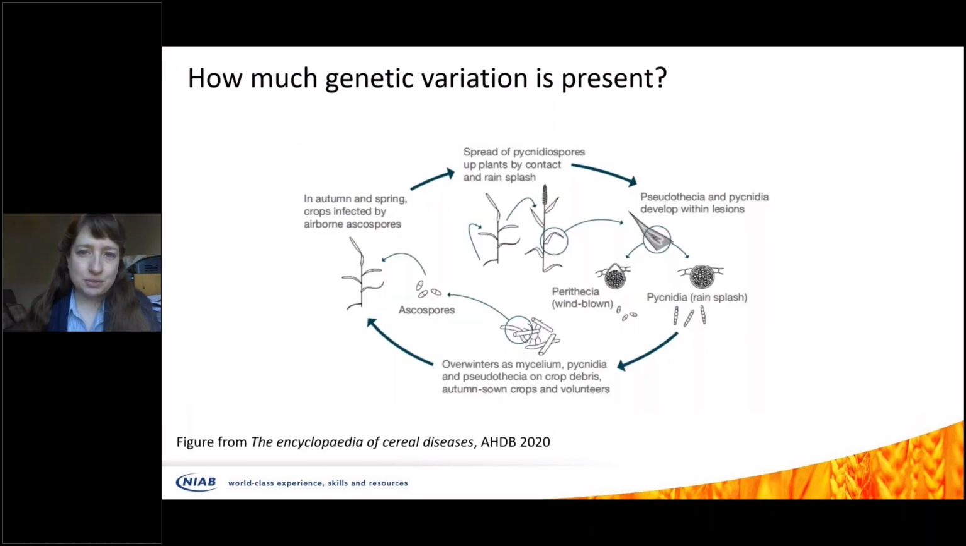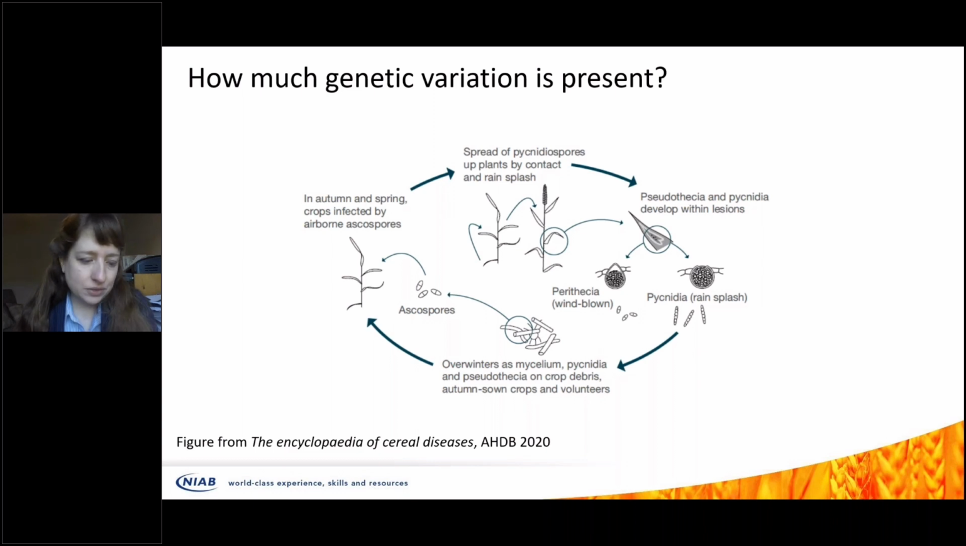In terms of the genetic variation, here we can see the life cycle of Septoria, and we can see that it talks about the pycnidia. These are the clonal spores where you get multiple cycles all through the growing season, building up to quite a high population in a bad epidemic year. And then at the end, we see those ascospores, and that's the sexual cycle. So there we're reshuffling the genes into new combinations.